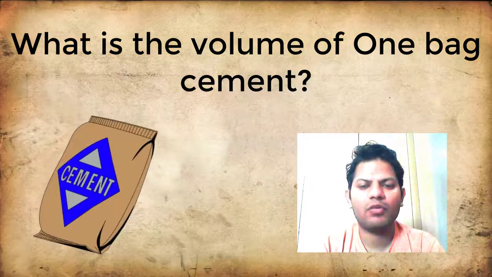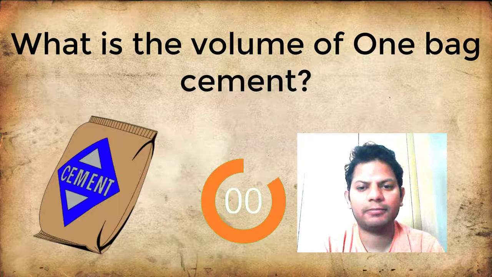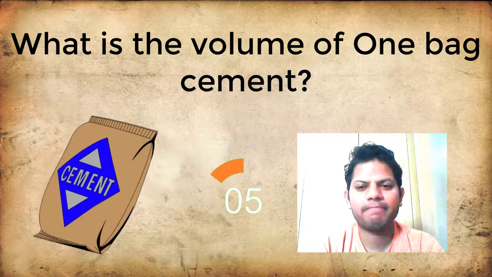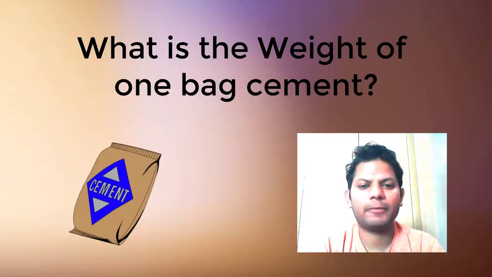The second question is, what is the volume of one bag cement? You have 5 seconds to give that. The answer is 1.25 cubic feet or 0.347 cubic meter.